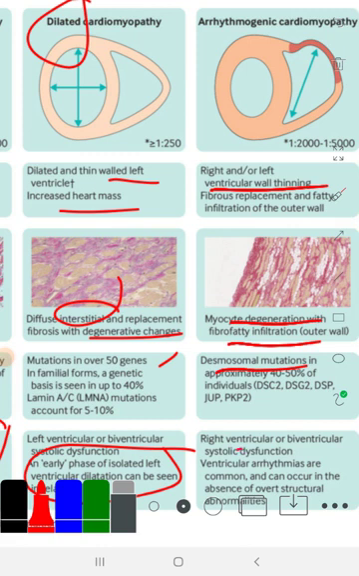Right ventricular or biventricular systolic dysfunction and ventricular arrhythmia are common, and can occur in the absence of overt structural abnormalities.